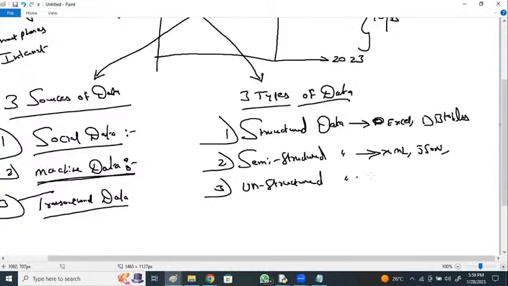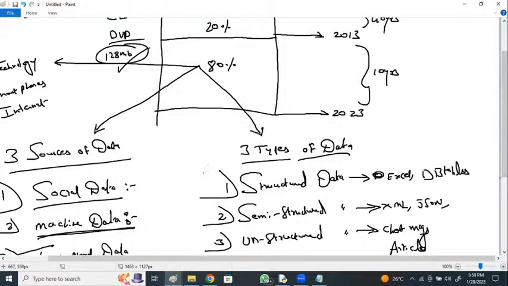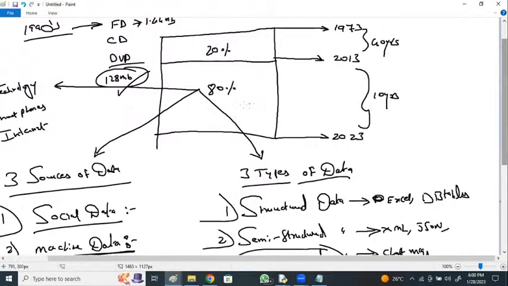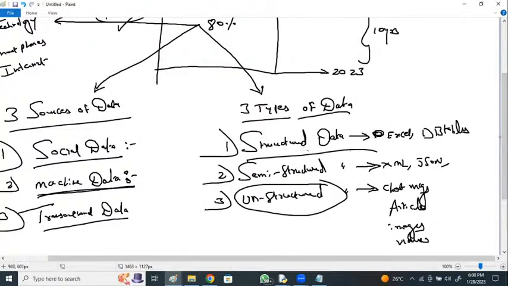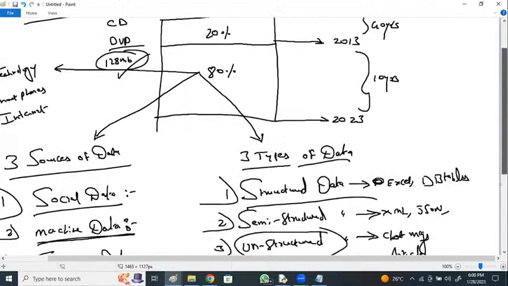Unstructured data includes short messages, articles, images, videos. All this comes as unstructured. The biggest challenge is storing and processing this unstructured data. Today, most of the data generated is in this unstructured format. We need proper storage and processing systems to handle unstructured and semi-structured data. Databases can handle only structured data. They can process only the structured data.